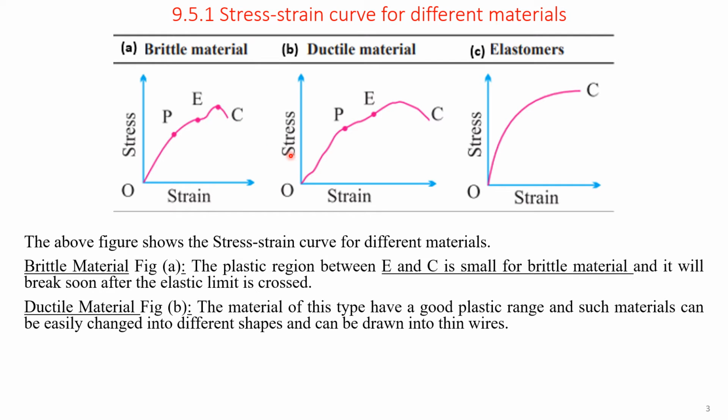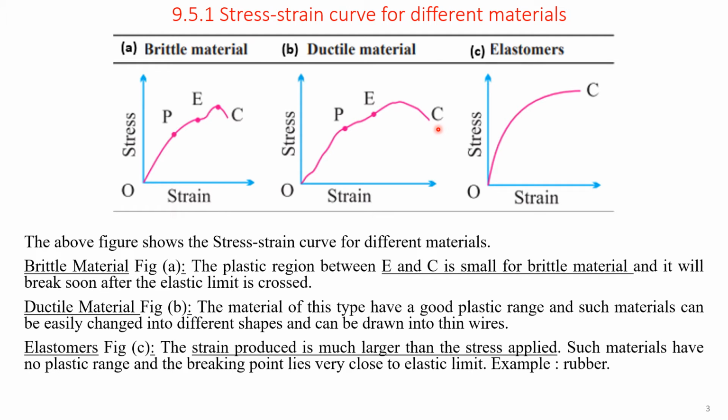The graph for a ductile material is shown in figure B. That is, figure B shows the stress strain curve for a ductile material. Materials of this type have a good plastic range. That is, the region between E and C is large, and such materials can be easily changed into different shapes and can be drawn into thin wires.